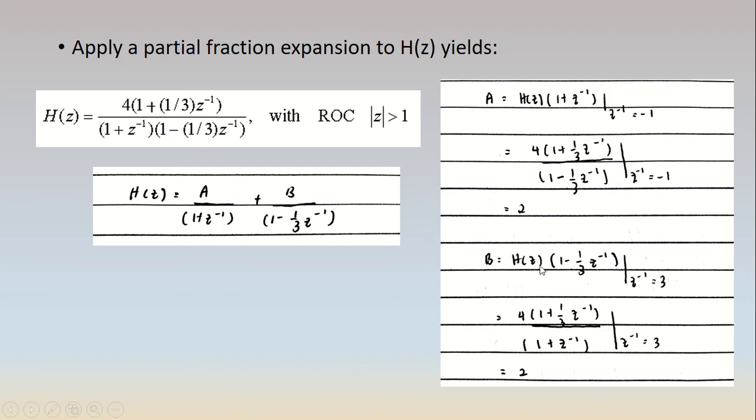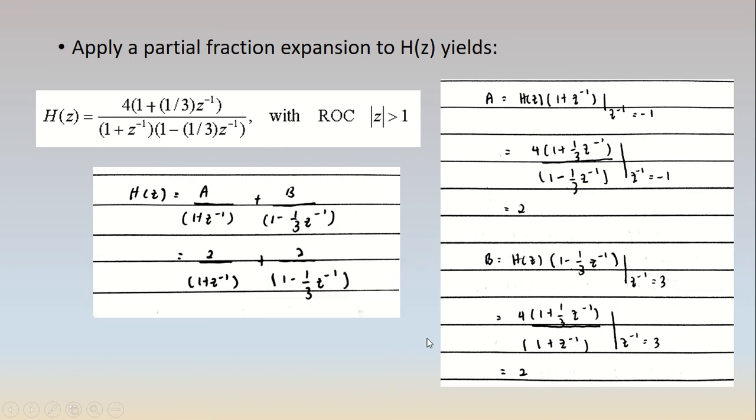Same for B: H(z) you must multiply by the second bracket. And then how to cancel this bracket? We know that we need 1 minus 1 to get 0. So how to get this 1? We need to put the value of z to the power of -1 equal to 3, and then we cancel it. We will get 1 minus 1 equal to 0, and this bracket will be cancelled off. Then put the rest of z to the power of -1 equal to 3, so you will get B equal to 2.